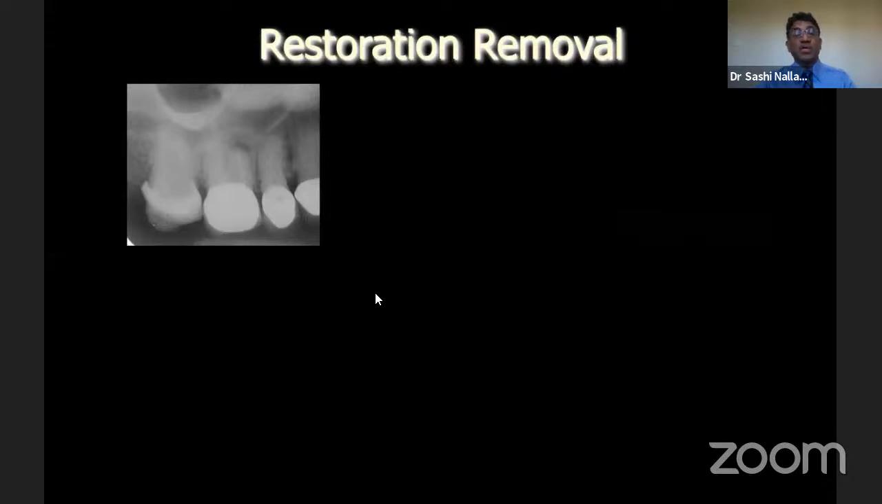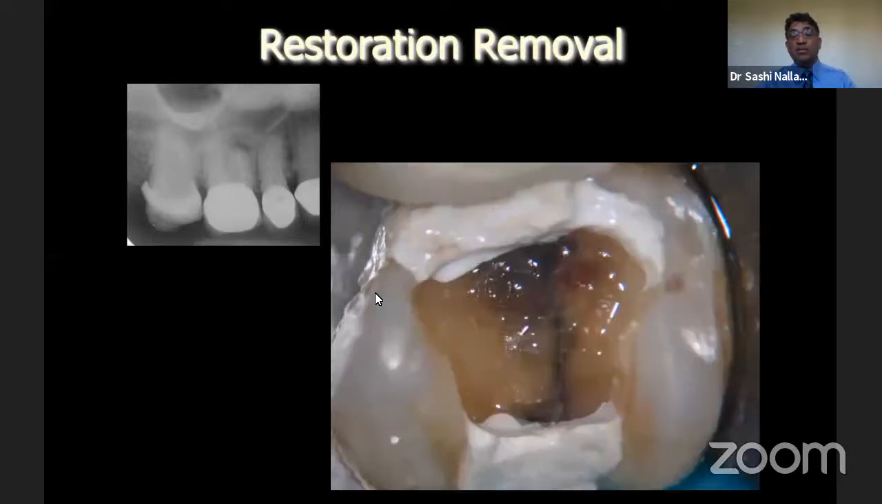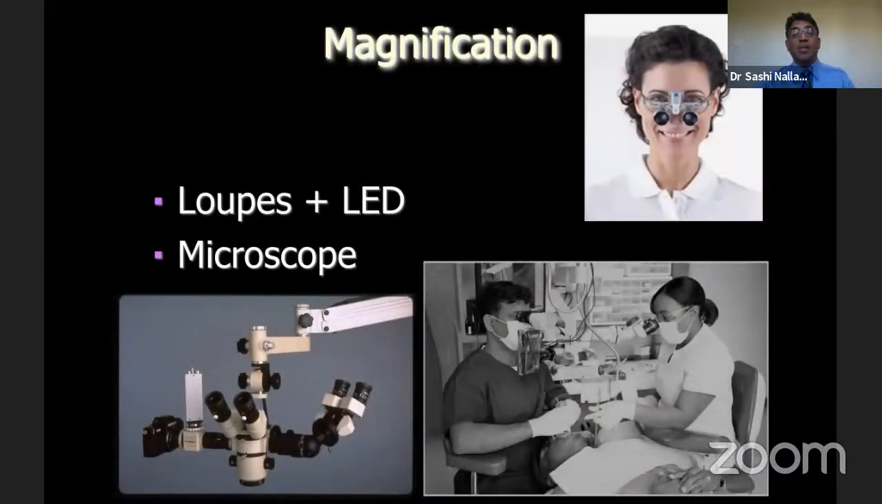Sometimes you have to remove the restoration to be able to see the crack. For instance, here there is a temporary restoration. Once you remove the temporary restoration, you can actually see the crack on the floor. Otherwise, you won't be able to visualize this crack, because this entire tooth has a mesio-occlusal-distal restoration, so you won't be able to see it unless you remove the restoration.